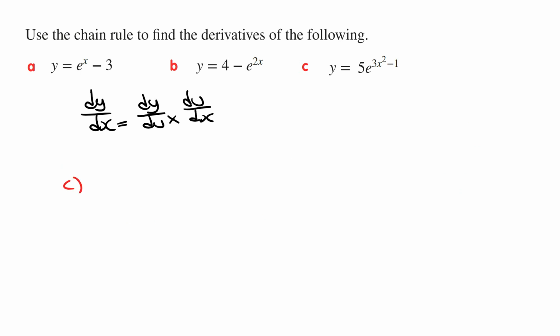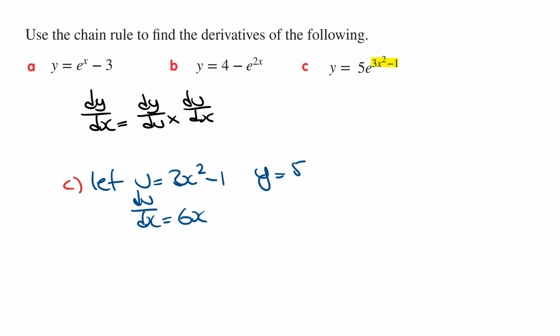Part C. y is equal to 5 times e to the power of 3x squared minus 1. And so we're going to let u equal the exponent, which is 3x squared minus 1. And so u is going to be 3x squared minus 1, which means that deriving this, du dx is going to be 6x. And then we write y as a function of u, and so this is going to be 5 times e to the u. And so dy du is going to be 5 times e to the u.